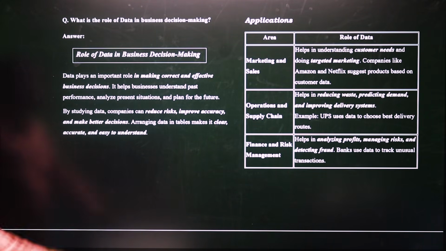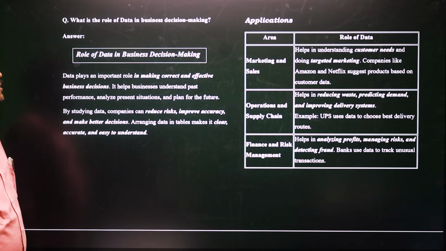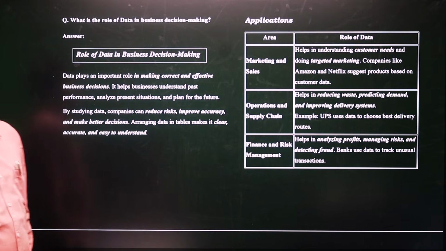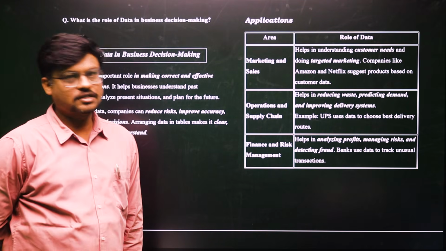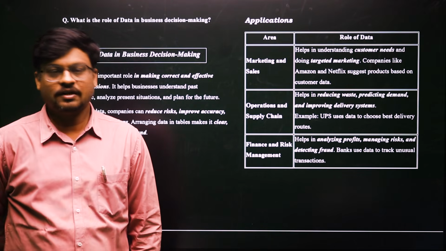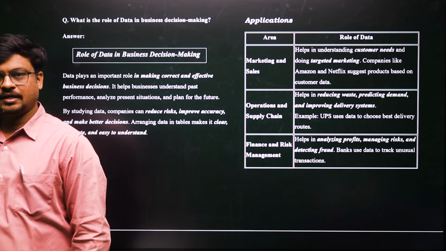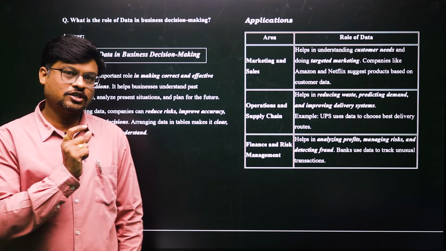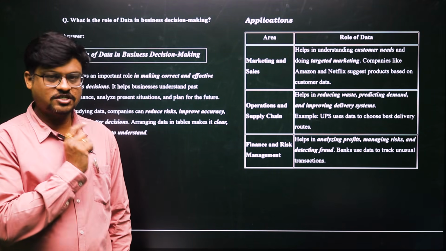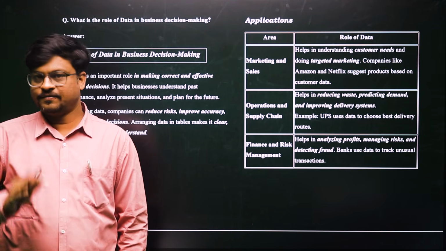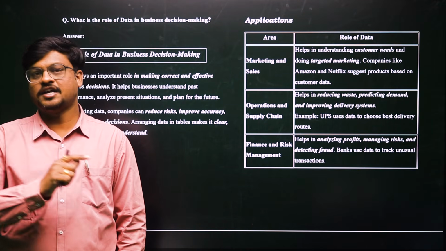The last question of our unit 2: what is the role of data in business decision making? See, without data you can't construct information. Information is extracted from the data. What is information? What is data? Data is a raw collection of facts which is unorganized. Information is processed data.